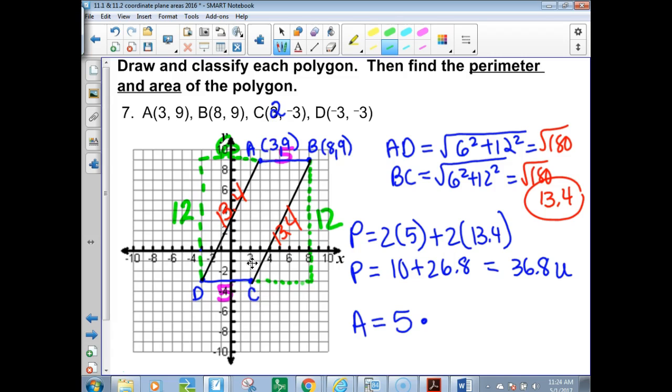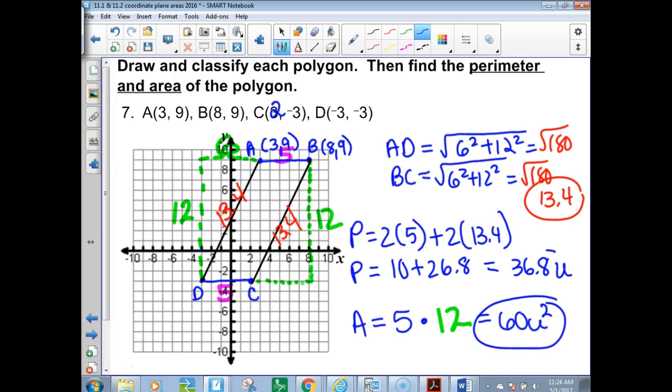But if you just need to know the distance between A and C, how tall it is from here to here vertically. And you don't divide by 2 on a parallelogram, so you're right, that is just plain 60 square units. So a perimeter of 36.8 units and an area of 60 square units. Right, should I pause a minute?